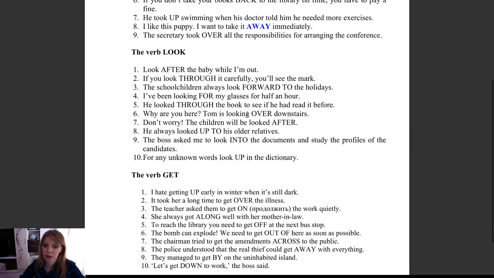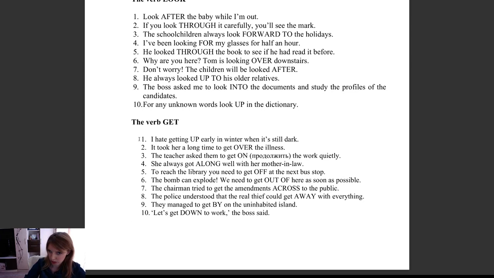So, number one, I hate getting up early in winter when it is still dark. I think it's clear. Number two, it took her a long time to get over the illness. So, to get over in the meaning поправиться, выздороветь. Number three, the teacher asked them to get on the work quietly. To get on. In the meaning продолжать, or go on, continue. Number four, she always got along well with her mother-in-law. To get along with somebody means ладить, быть в хороших отношениях.